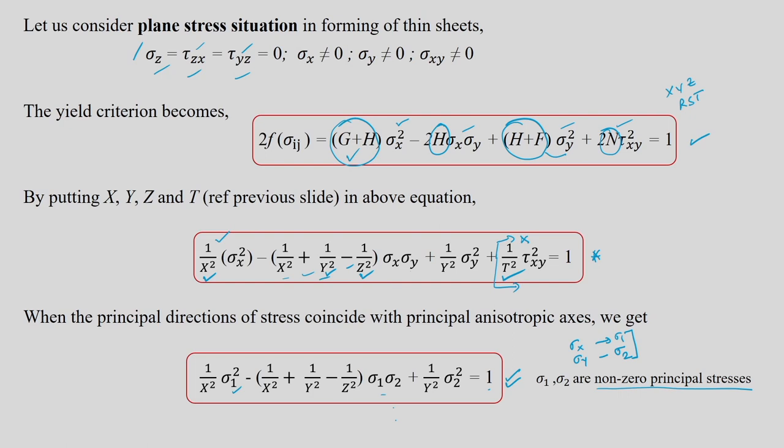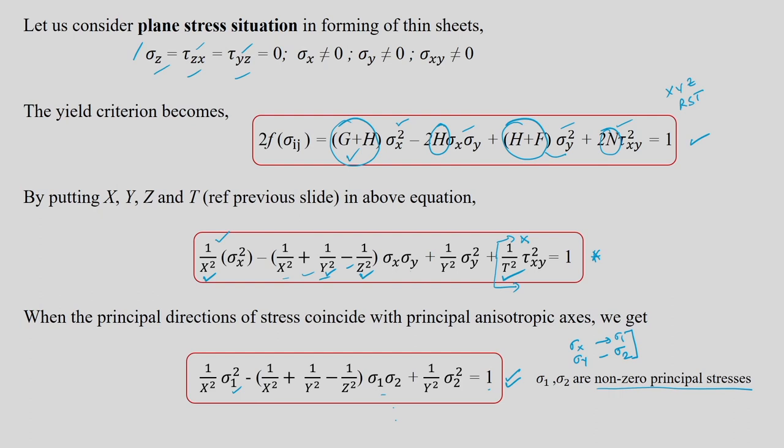So, what I have done is basically take the general Hill 1948 yield function. I have related F, G, H, L, M, N to the corresponding yield strengths by applying these conditions, and I rewrote it for plane stress first, which is the first simplification. Then retaining plane stress, I have rewritten that in terms of principal stresses, the principal coordinate system. That is the latest one which we got here.